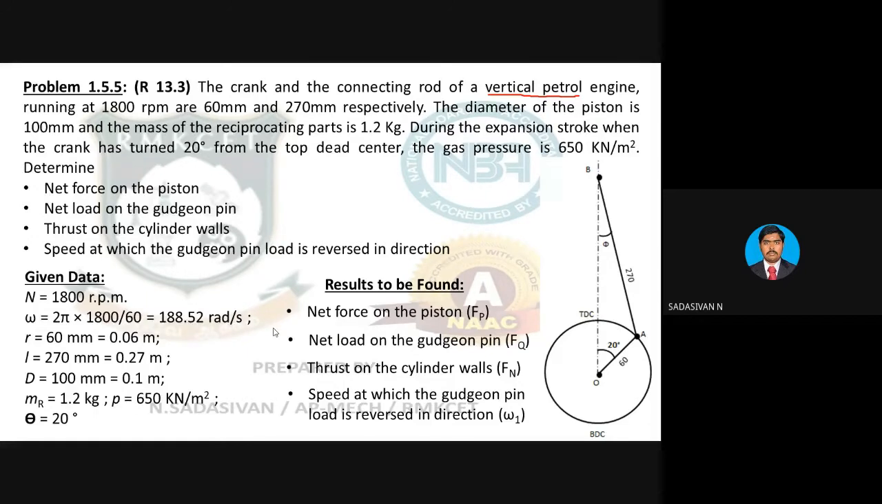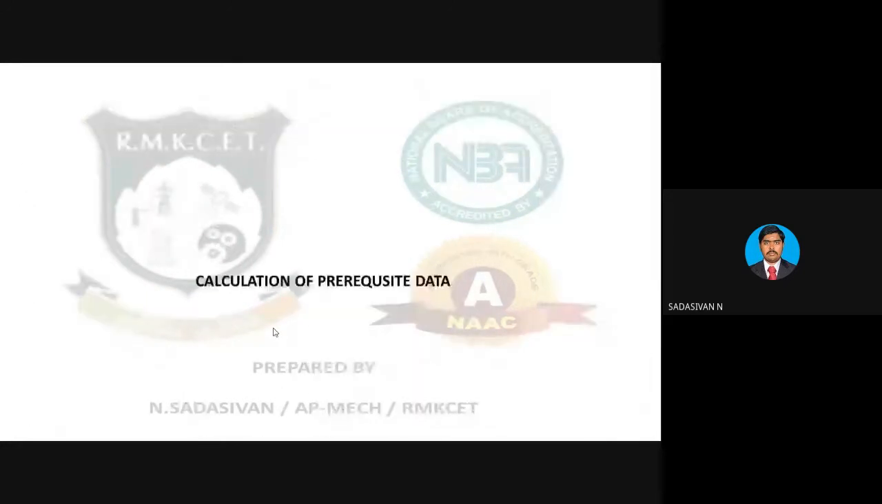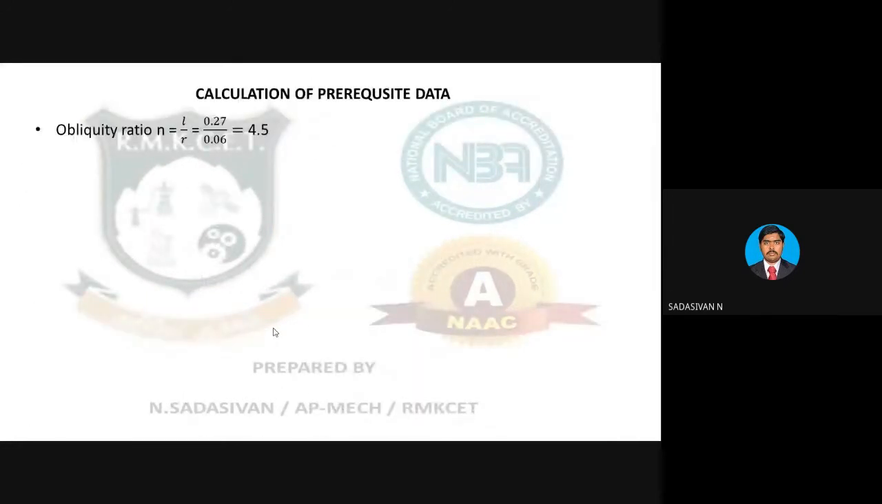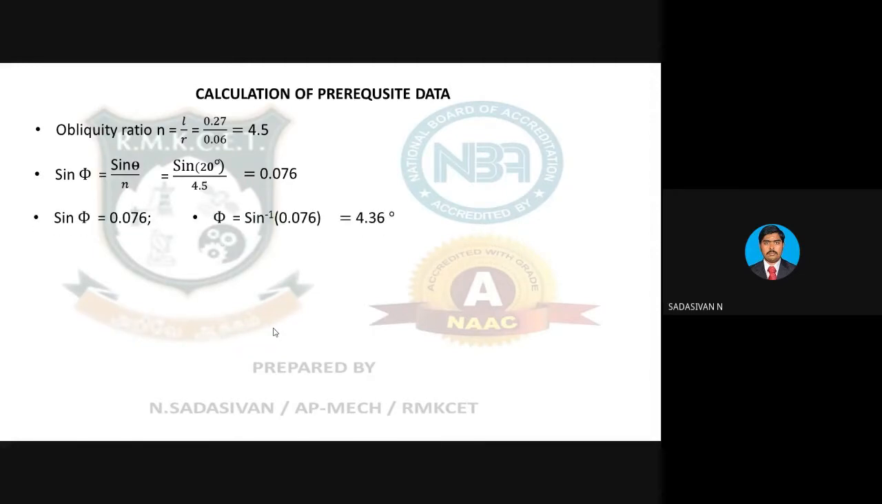Okay. So let's move on. I'll start by doing the prerequisite data. Obliquity ratio n equals L by R. So L is 0.27, R is 0.06, so n is 4.5. So phi also I need to find out. Theta is given to be 20 degree. So sin phi is sin 20 by 4.5, which is 0.076. So solve for sin inverse. Phi comes around 4.36 degree.